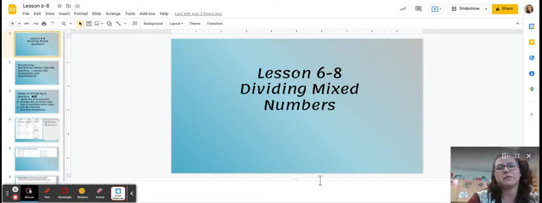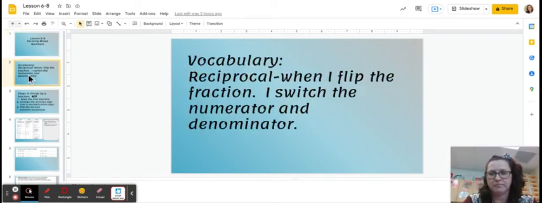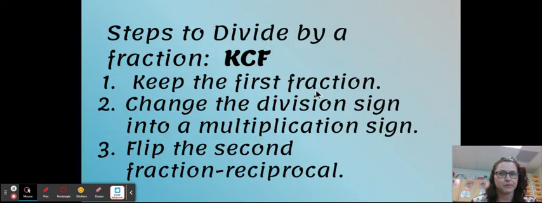Hi guys, today we're going to work on how to divide mixed numbers. The first thing we need to discuss is reciprocal, because that's a word that I know you need to know. It is basically when you flip your fraction, you switch the numerator and denominator.